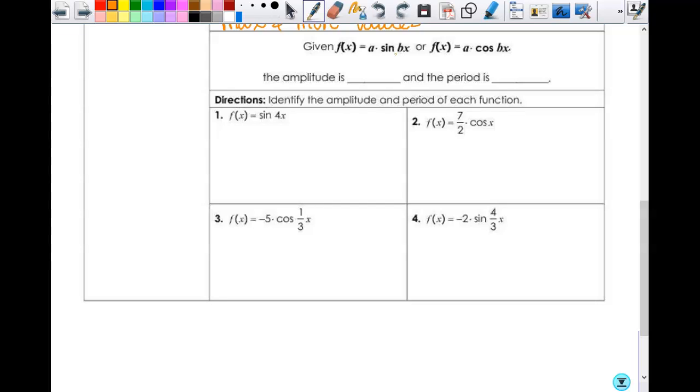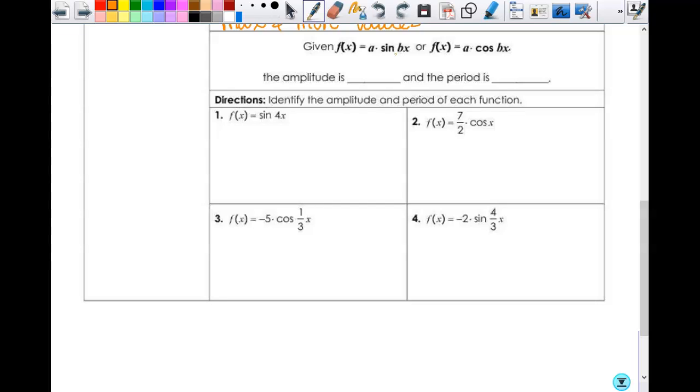That a that is multiplied out front of both of those, what has it always done for our graphs? Vertical stretch or compression, right? That a multiplied out front is a vertical stretch or compression. Do we all agree with that? We just don't call it that for trig graphs because they have other properties, but it's still technically what's happening.